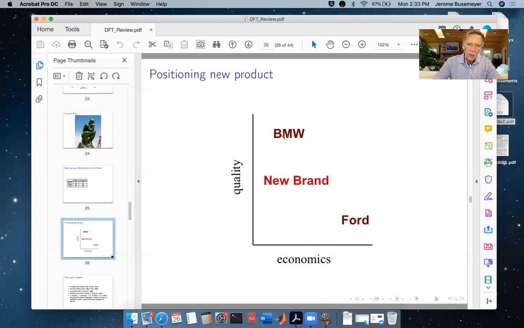And so here's our BMW. It's high in quality but low in economics. And here's our Ford. It's low in quality but high in economics. We might have initially a choice between these two options right here, or maybe these are two cars that already exist in the market. And then we're going to put a new brand in the market. What we're interested in is the effect of this new brand on the choice probabilities for the original brands. If we put a new brand in here, is it going to hurt the BMW compared to the Ford? Or will it help the BMW compared to the Ford?